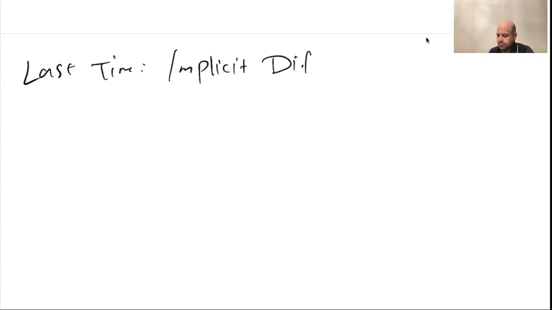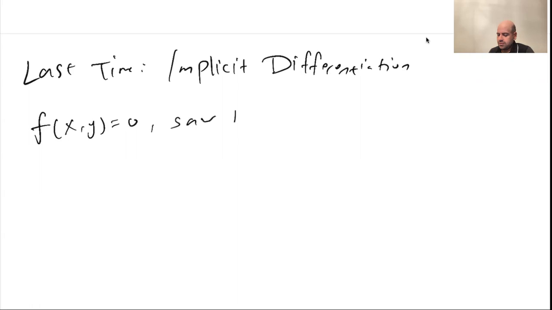Hello, everyone. So last time we looked at the topic of implicit differentiation. And we saw how, if we have an implicit equation, let's say an equation of the form f of x and y equals 0, then we saw how to compute y prime or dy/dx.